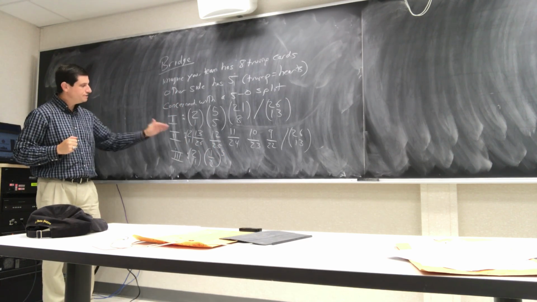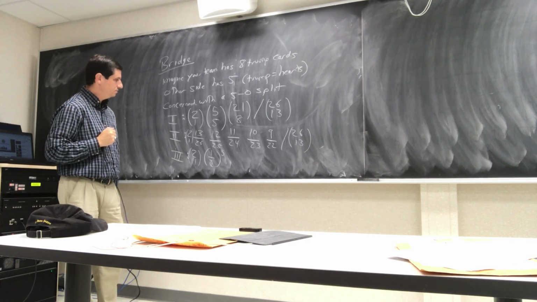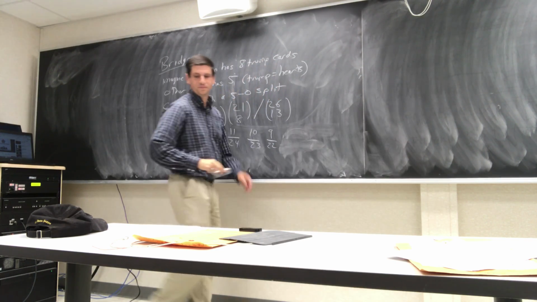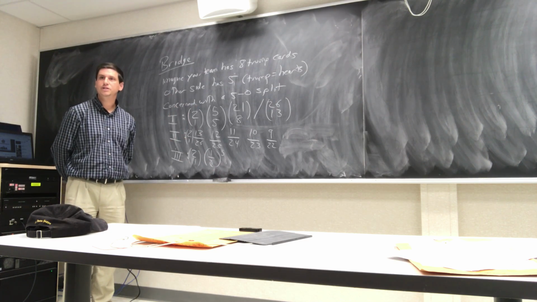So here are 3 different ways to calculate. Yes? For 2, do we need to divide by 26 choose 13 in the end? Oh, no, you're right. We don't need to divide by 26 choose 13. I'm sorry, you're right. Thank you. All right, so here are 3 different ways of calculating.